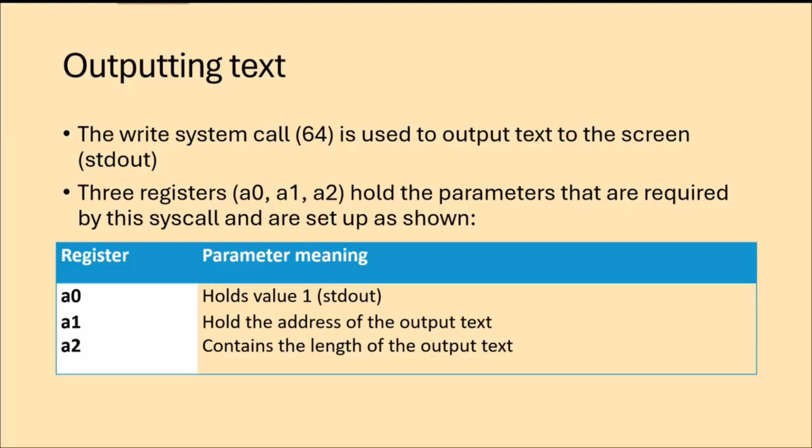The first parameter we have to store is the value 1. This tells us where the text should be displayed. In this case, it'll be the output device, stdout. We then have to load register A1 with the memory address of where the output text is stored. And then finally, in A2, we're going to load the character count of the output text.